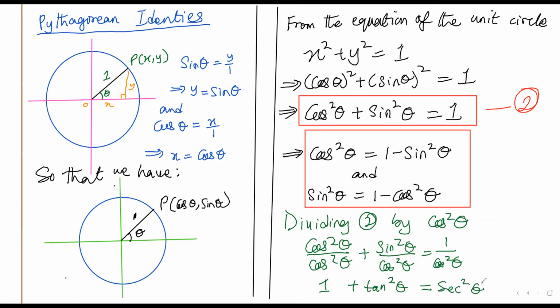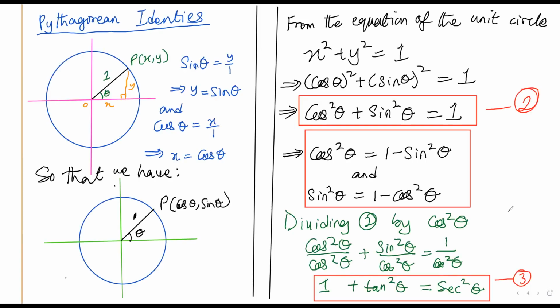And this is going to be our identity number 3. Any questions, please? So this will be identity number 3. Like I said, we are dividing 2 by cos squared. So we are going to be balanced because cos and sine are partners. So let's divide 2 again by sine squared. Did we divide by sine first? No, cos first. So now we divide by sine.